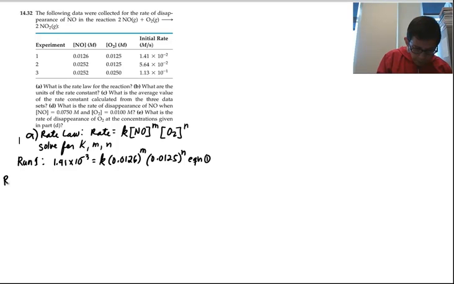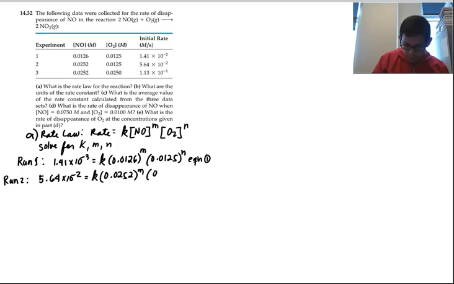Analyze run 2. The rate was 5.64 times 10 to the negative 2 equal to k times NO was 0.0252 raised to the m. O2 is 0.0125 raised to the n. And this is now our equation 2.